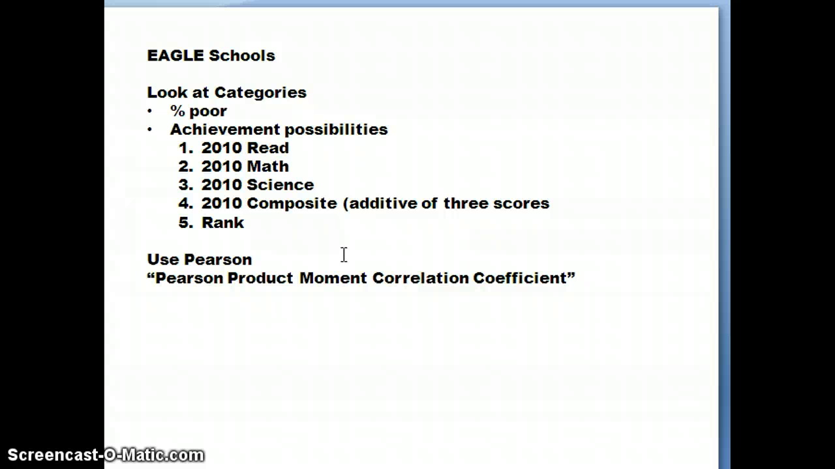This happens to be 2010 data for reading, math, and science scores for about 130 elementary schools in Butler, Sedgwick, and Harvey counties. And we're going to demonstrate the use of the Pearson. The official name of the Pearson is the Pearson Product Moment Correlation Coefficient. It's a big long term for a concept where you're comparing two variables to look at what the correlation is.